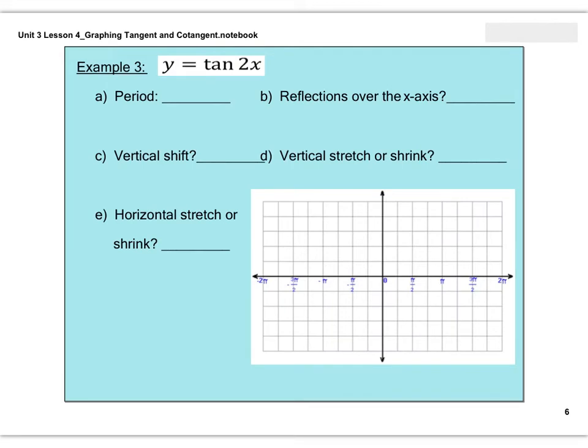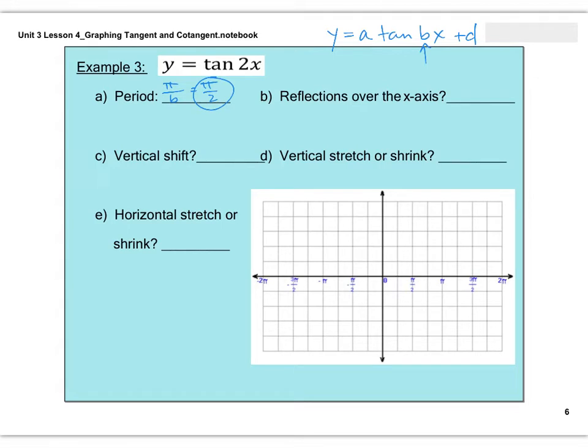Number 3. So here you can see we have y equals tangent 2x. Think about y equals a tangent bx plus d. Okay, think about that. The b is the 2. And period is affected by the b. Period is pi divided by b for tangent and cotangent. And so pi divided by 2 is going to be our period.